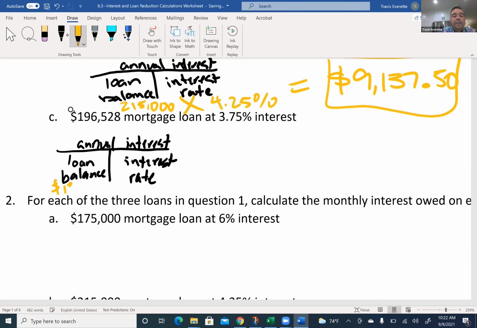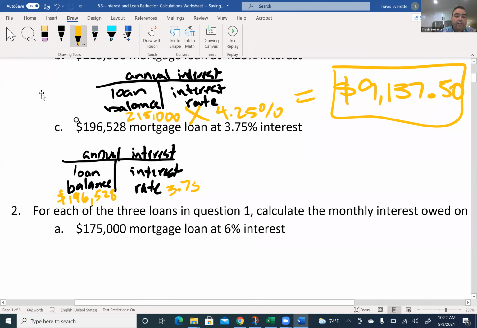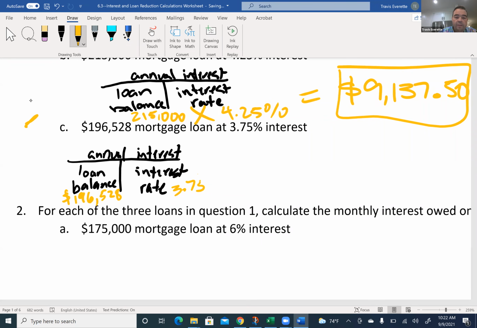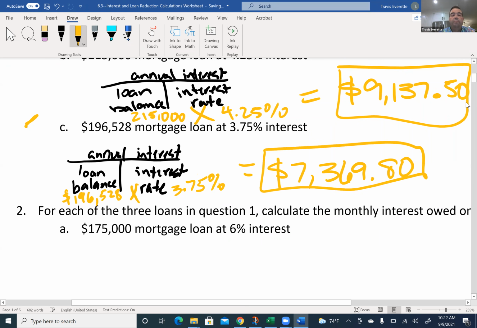So you've got 196,528 as the loan balance and 3.75 percent as the rate. And since they're side by side, we're going to multiply them. So 196,528 times 3.75%. That's going to equal $7,369.80 per year in interest on that loan.